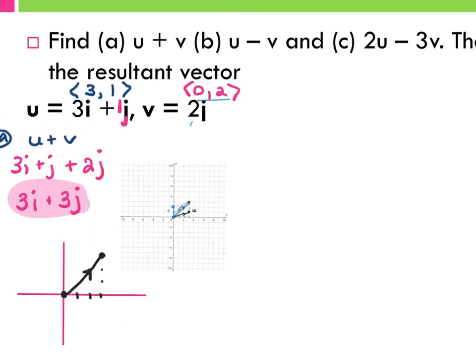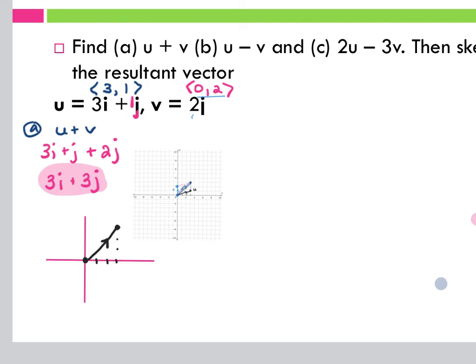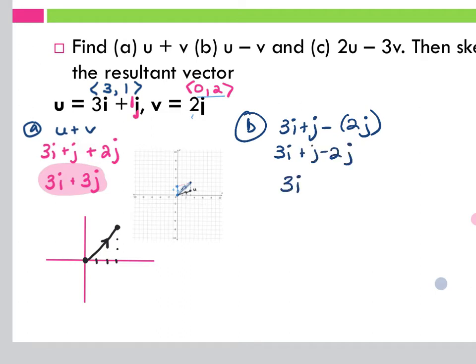Okay. All right. So then B says U minus V. So U is 3I plus J minus V is 2J. If there were 2 terms, I'd distribute the negative to both. There's only one term. So 3I plus J minus 2J is 3I minus J.